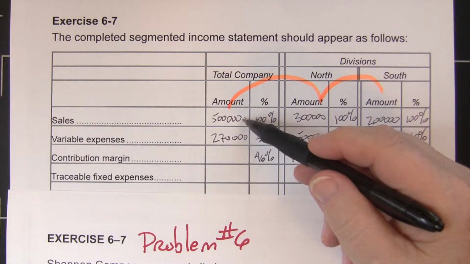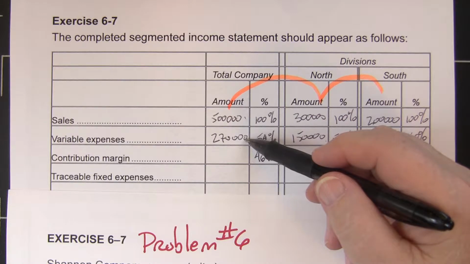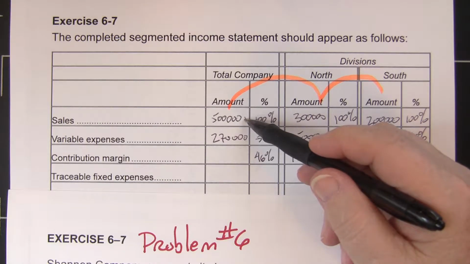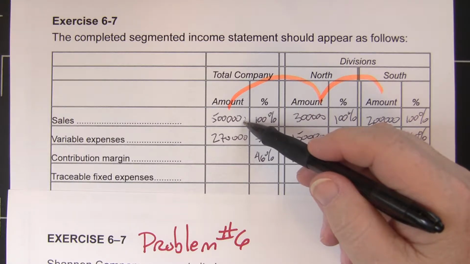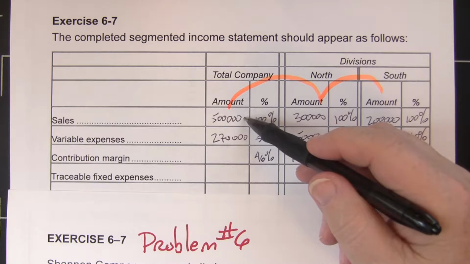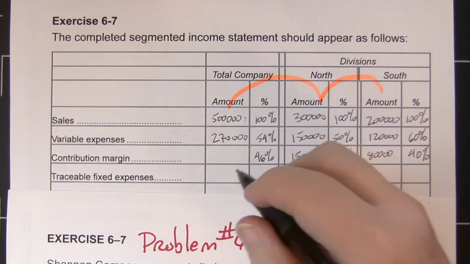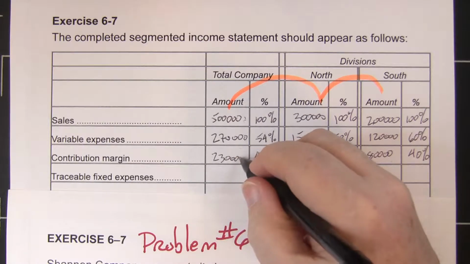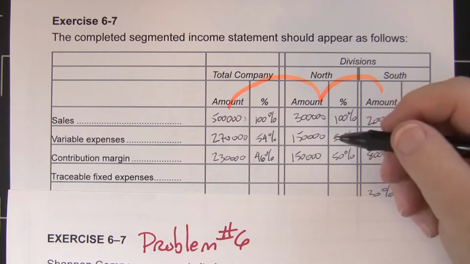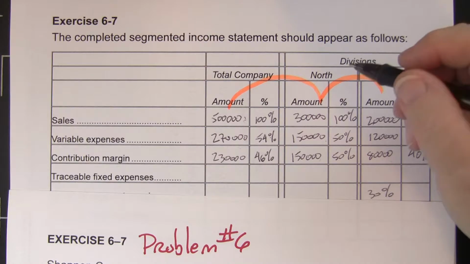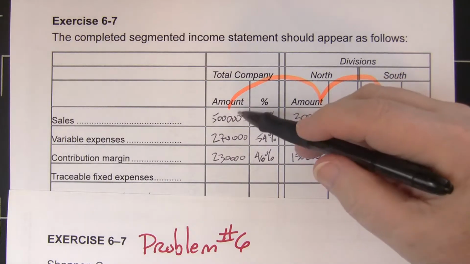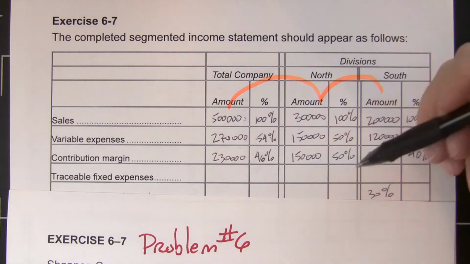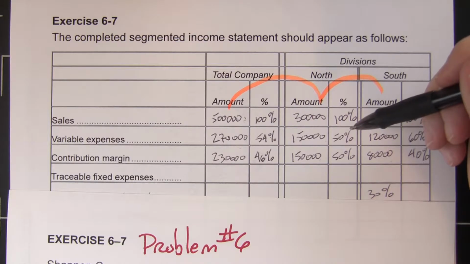Okay, the contribution margin here, and I'll just come down. We know the variable expense are 270. Total sales were 500, so the contribution margin, by definition, sales minus variable expense, is 230,000. And again, you can check yourself. Take 46% of 500,000. It comes out to 230,000.